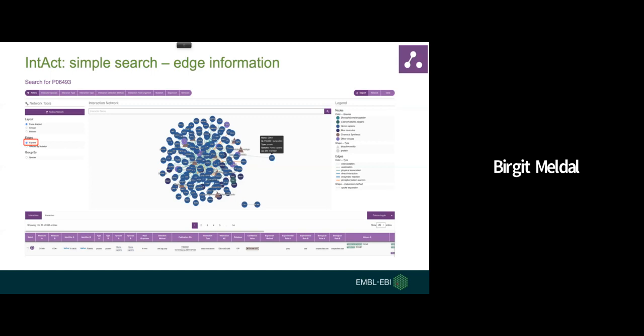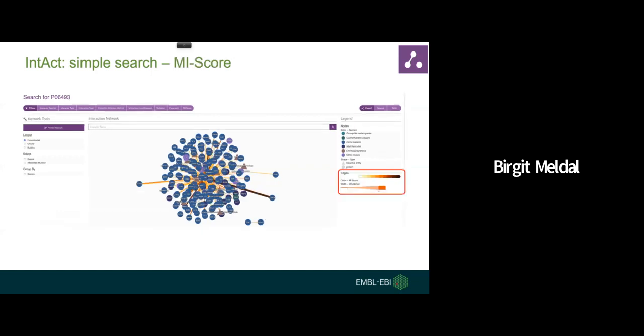We can collapse these edges by unticking the expand button on the left, and then we get a different bit of information on the edges. This is information about the amount and depth of confidence we have in these edges, in these interactions between two proteins.